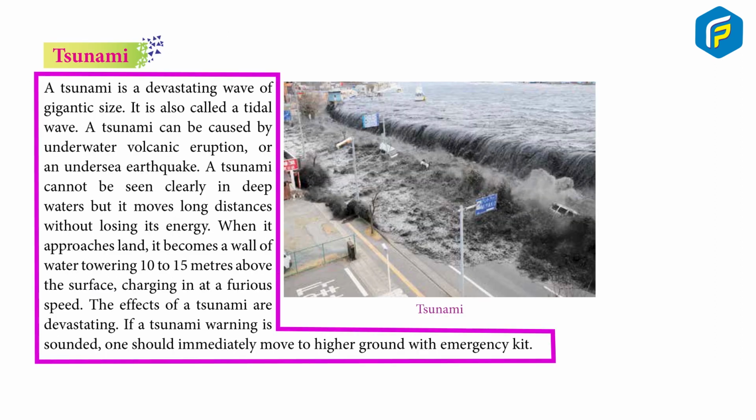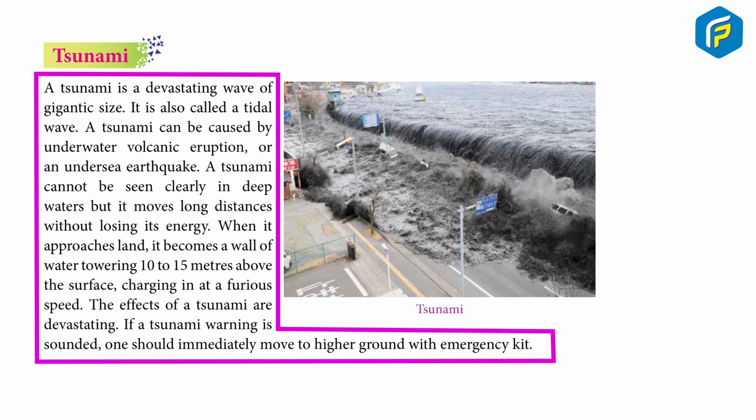Tsunami. A tsunami is a devastating wave of gigantic size. It is also called a tidal wave. A tsunami can be caused by an underwater volcanic eruption or an undersea earthquake. A tsunami cannot be seen clearly in deep waters, but it moves long distances without losing its energy. When it approaches land, it becomes a wall of water towering 10 to 15 meters above the surface. Charging in at a furious speed, the effects of a tsunami are devastating.